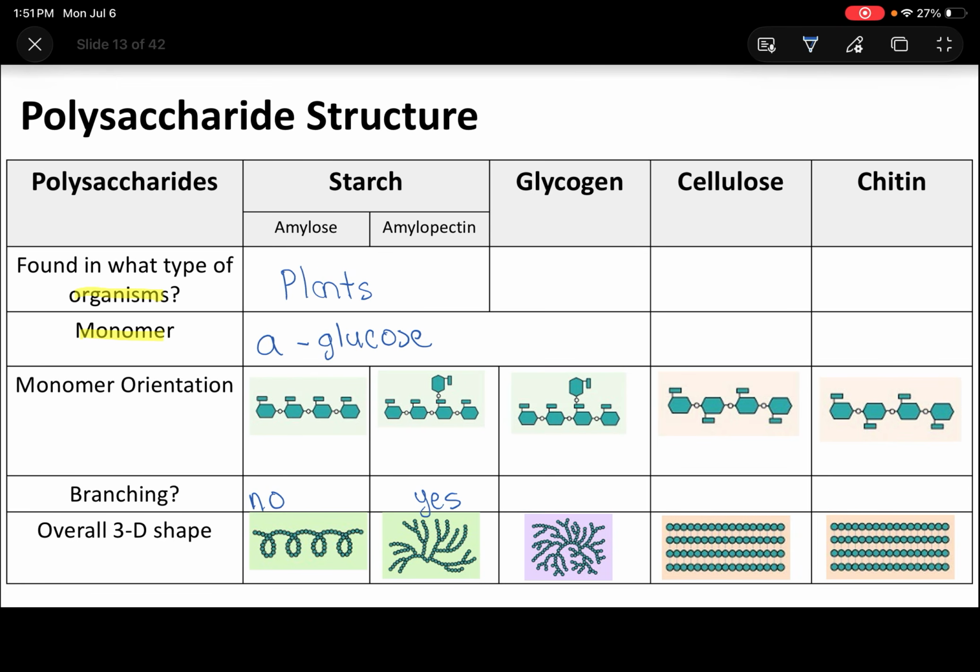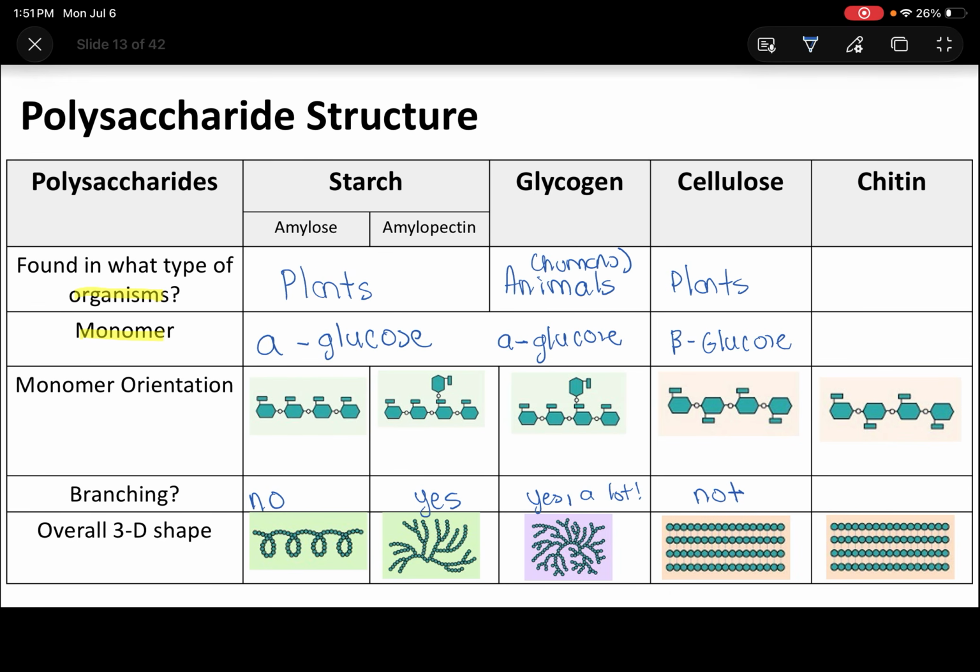So starch is found in plants. Then we have the polysaccharide glycogen. Glycogen is found in us and other animals, so this includes humans. Glycogen is also made of alpha glucose and is very, very branched. The next 2 are made up of different types of glucose. Cellulose is found only in plants and is made up of beta glucose and is not branched. It exists in a linear form.